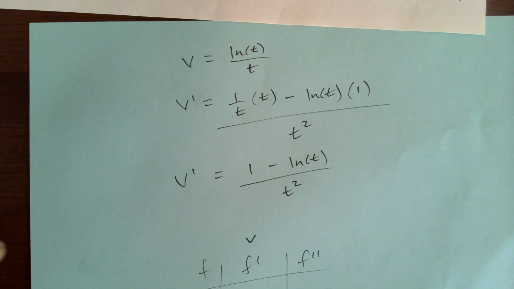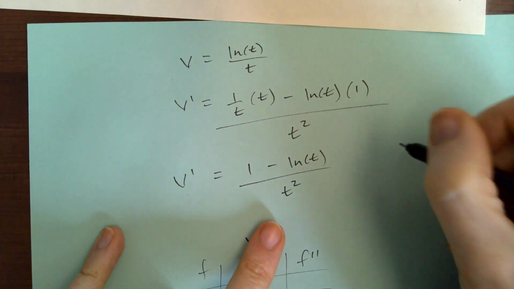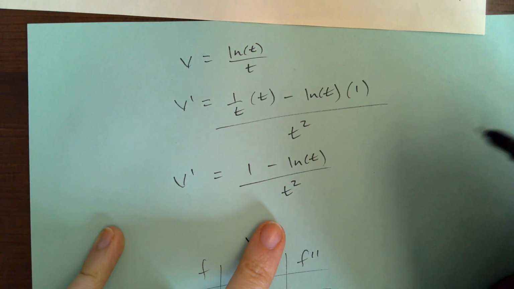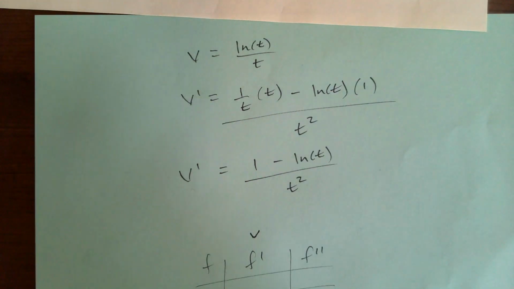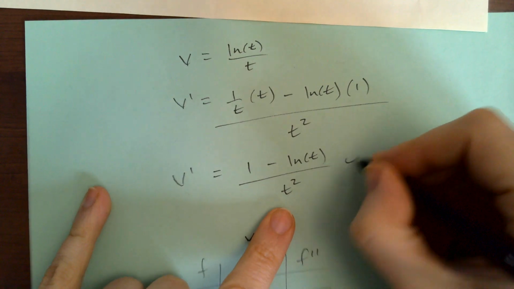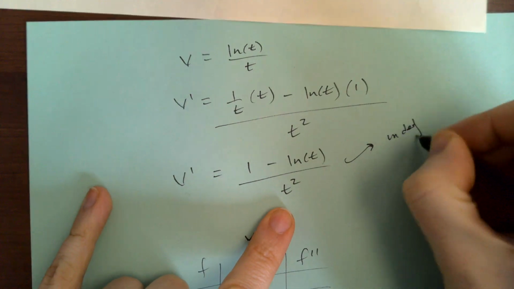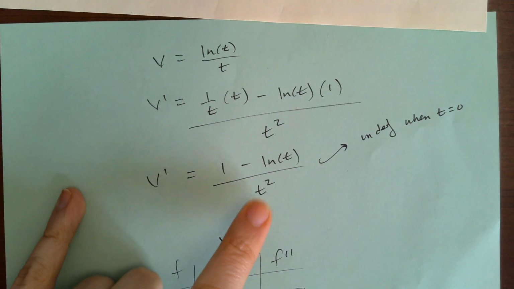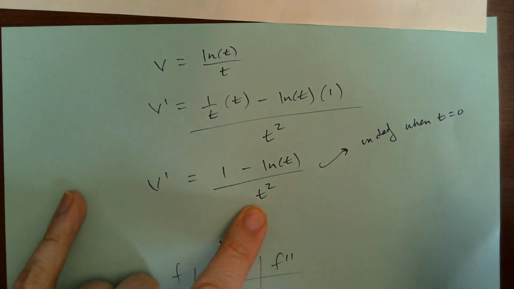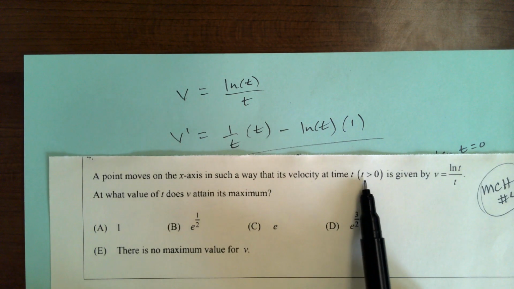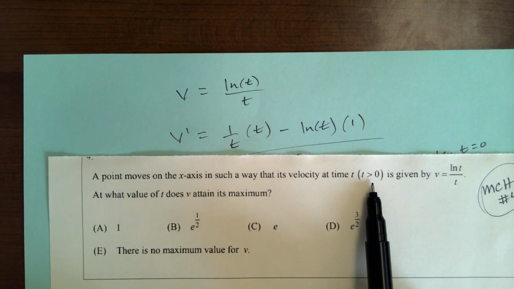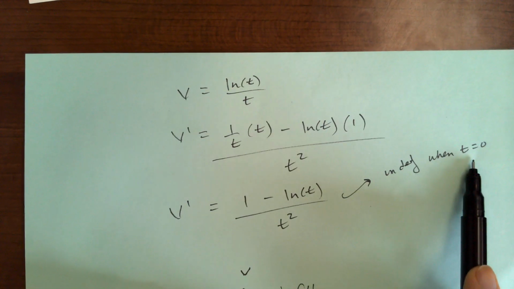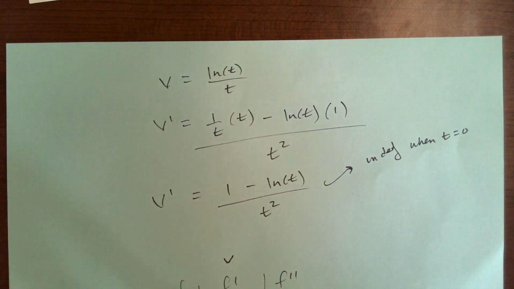Now, we're looking for critical numbers. The critical numbers are where this derivative is 0 or undefined. So guys, it's undefined when t equals 0, right? Because that would make the denominator 0. But guys, they already told us that t was strictly greater than 0, so we're not even really going to consider this as a critical number at all.